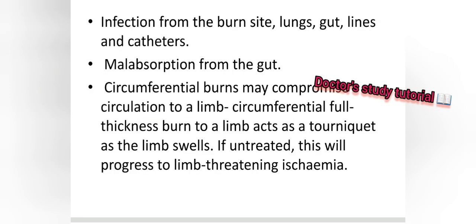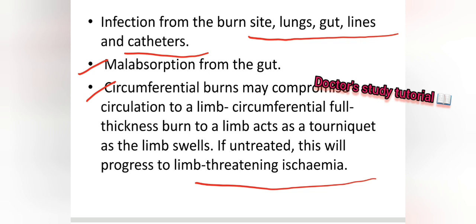Other complications of burn. Infection from the burn site, lung, gut, lines, and catheter. Malabsorption from the gut. Circumferential burn may compromise the circulation to a limb. Circumferential full thickness burn to a limb acts as a tourniquet as the limb swells. If untreated, this will progress to limb-threatening ischemia.